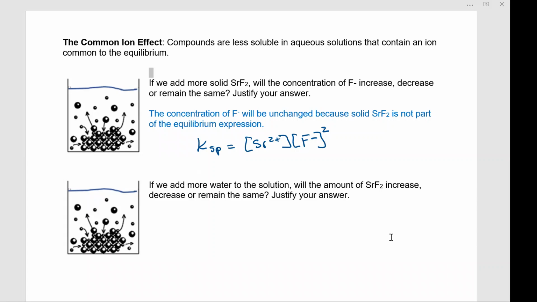Okay, we have one last problem where I'm going to pause the recording and have you answer. If we add more water to the solution, will the amount of strontium fluoride increase, decrease, or remain the same? Justify your answers. So you should pause the video to answer the question.